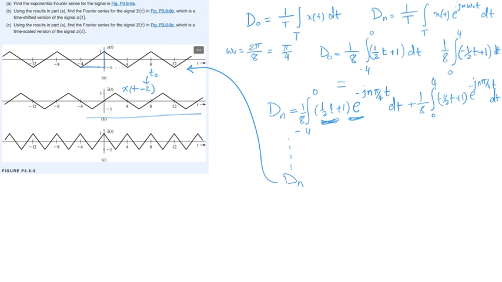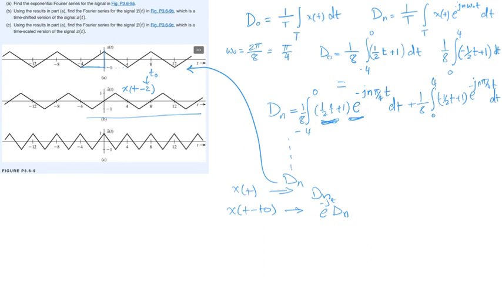So if you have x of t, and that corresponds to dn, then x of t minus t naught will have the same dn, but it is multiplied by e to the minus j. Just the time shift becomes a phase shift in frequency. There is no n associated with it. The shift does not change with the n. What does the table say about omega? We just get rid of the n.